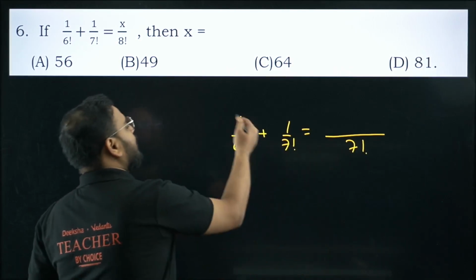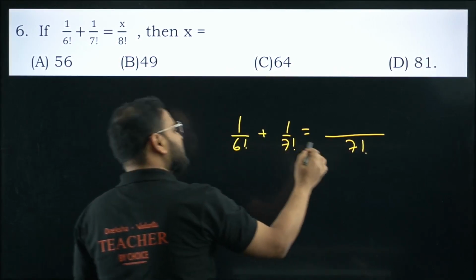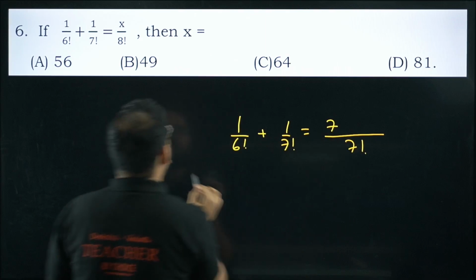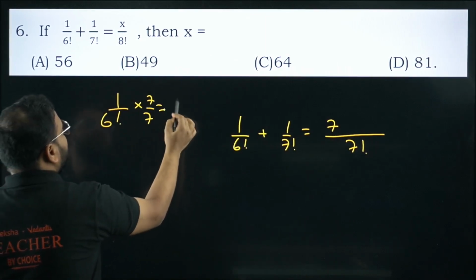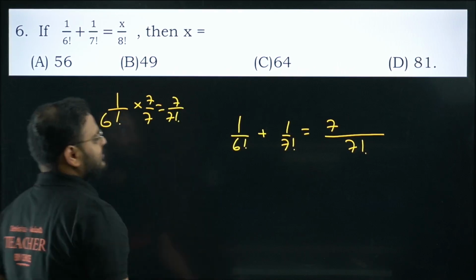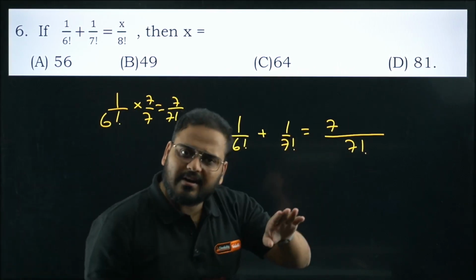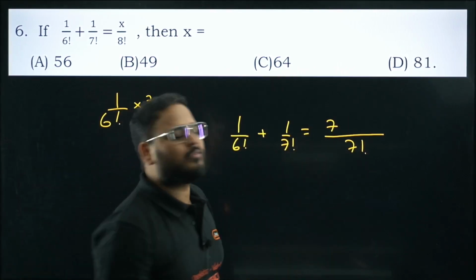I hope this is clear. What is missing bacha over here to make the equivalent fraction? 7 is missing bacha, so you write 7 here. What I mean by that is 1 by 6 factorial into 7 and 7, if you do, it'll become bacha 7 by 7 factorial, right? That's what it is, 7 by 7 factorial. Agreed. Not a difficult thing, I'm just showing you the work.